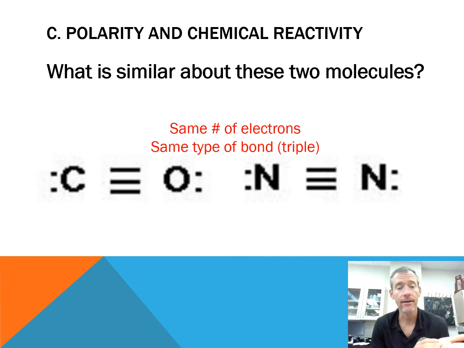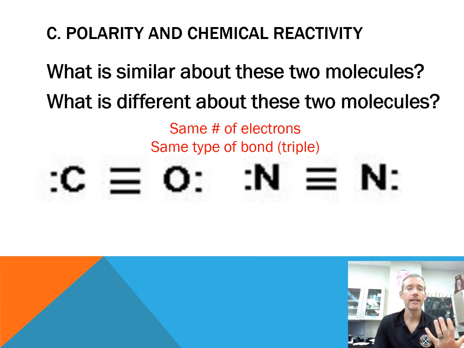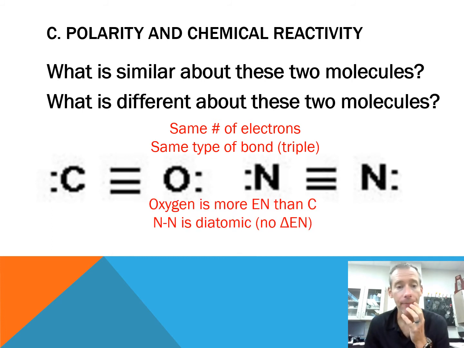They have the same number of electrons. Carbon has 6, oxygen has 8, that's 14. Nitrogen has 7, so that's 14 electrons. So why is one polar and the other is not? Oxygen is more electronegative than carbon, and in nitrogen there's no difference in electronegativity because it's diatomic, they're both the same, so it's 0 difference between the electronegativities.